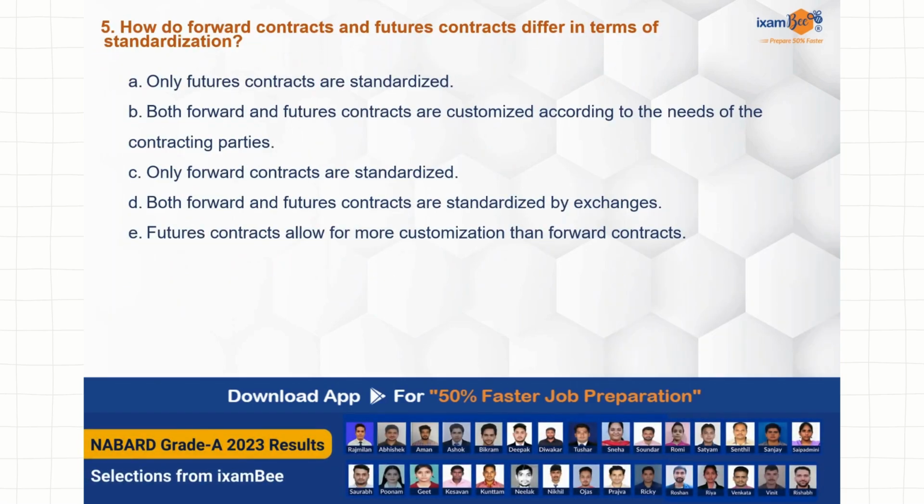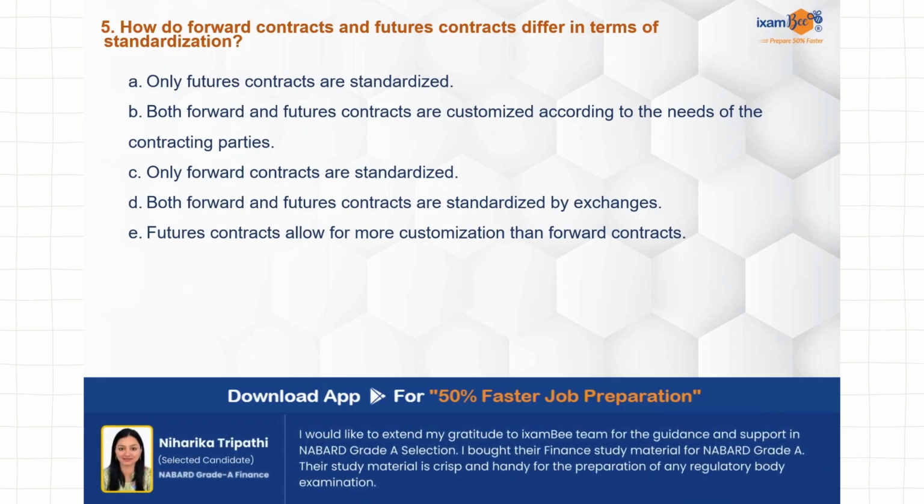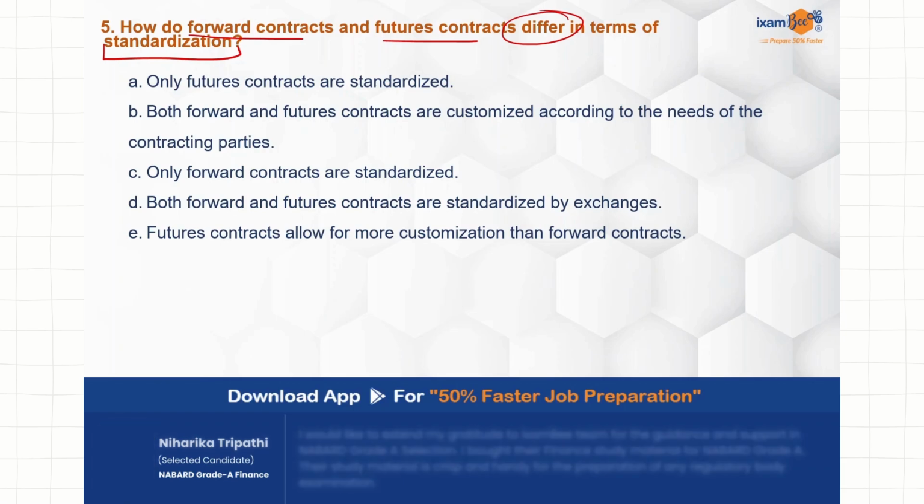Next question is, how do forward contract and future contract differ in terms of standardization? So this question is again related to your finance part, particularly your derivative chapter. The question asks what the difference is between forward contract and future contract in terms of standardization. So basically forward contracts are your over the counter contracts and your future contracts are exchange traded.